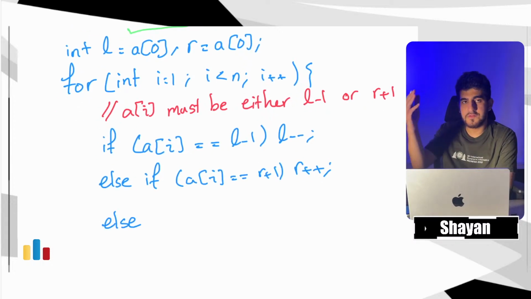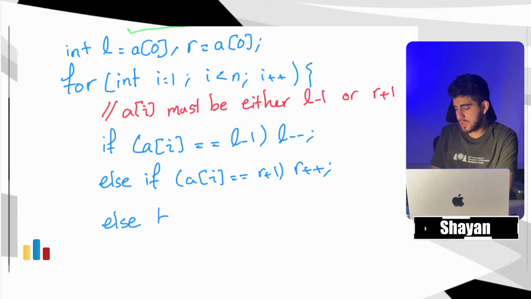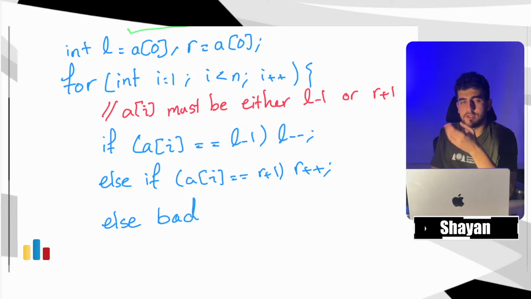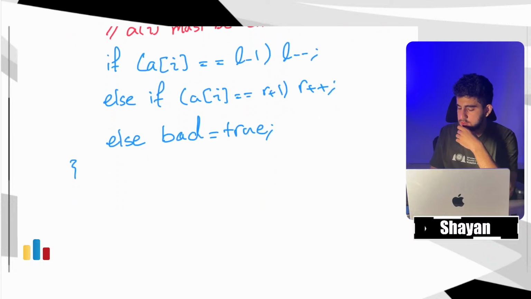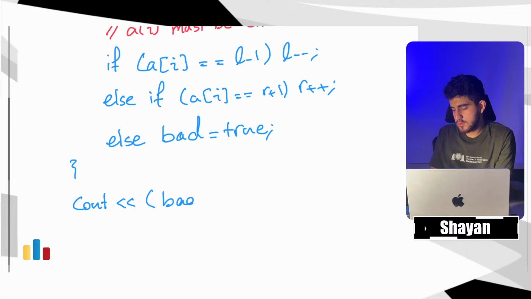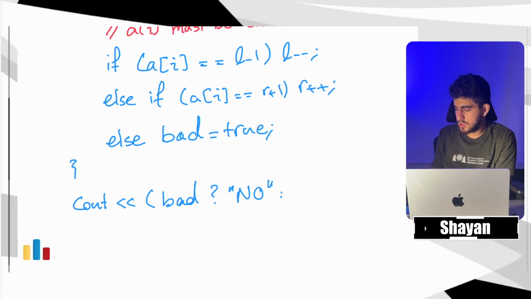So for example, I can define a boolean like bad that shows if this array is bad or not, and bad is initially false, else I set bad equal to true, and at the end I can just see if bad was true, I can say no, otherwise yes. And this is how you can solve problem B. Is it clear?